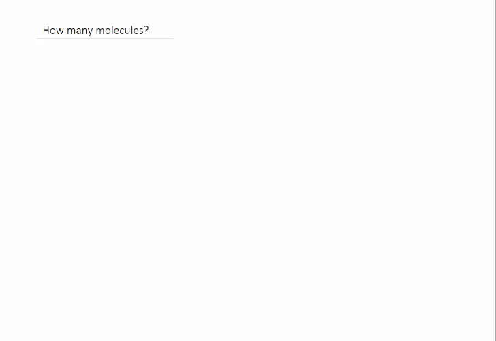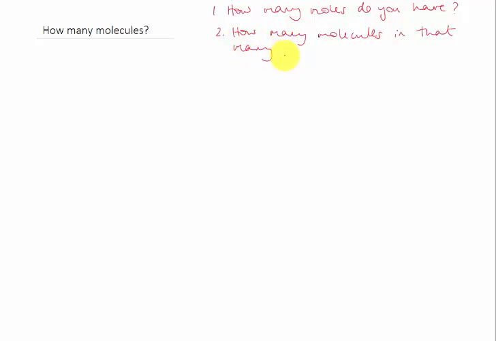And how about these problems where you're asked to calculate how many molecules there are in a given volume of a solution? Well, it's easy. Again, just break it down into steps that you can already do. So first of all, we can work out how many moles. How many moles do you have? And then just use Avogadro's constant to work out how many molecules in that many moles. Easy peasy.